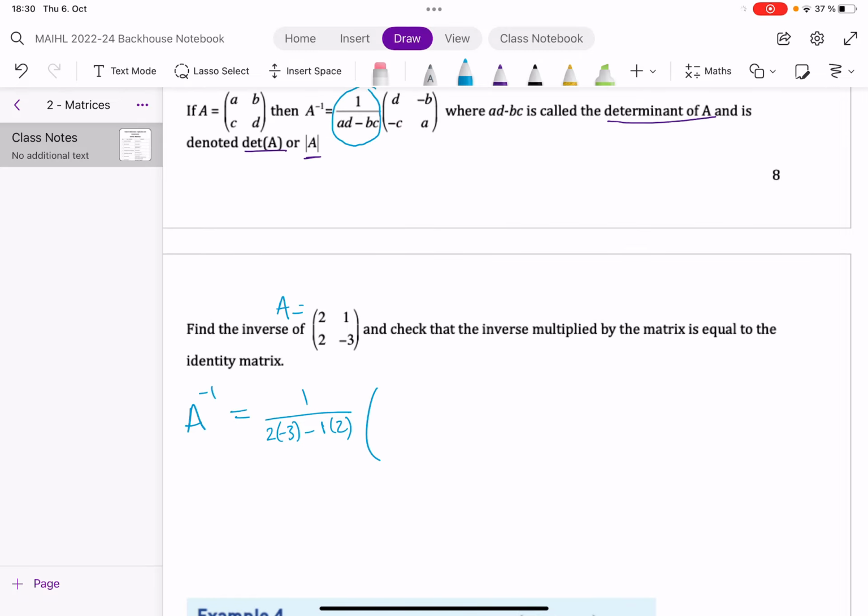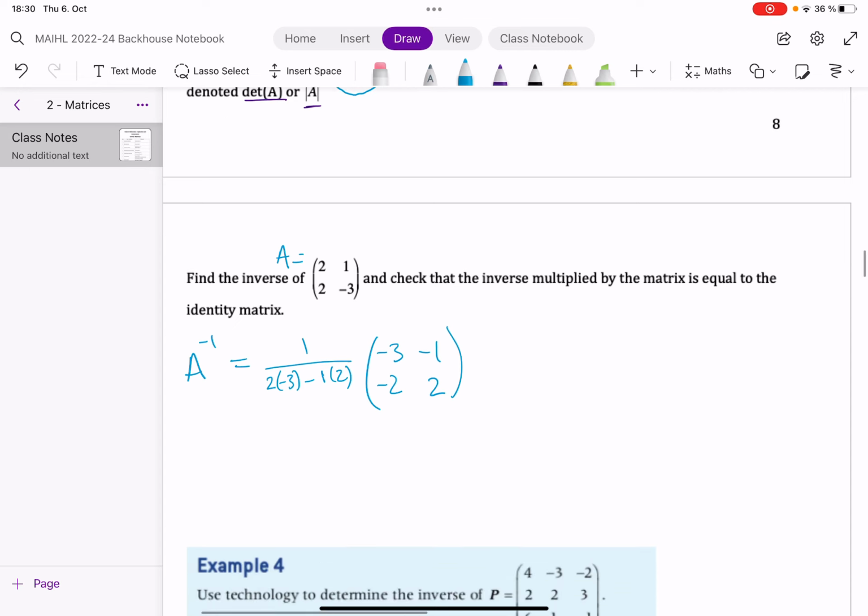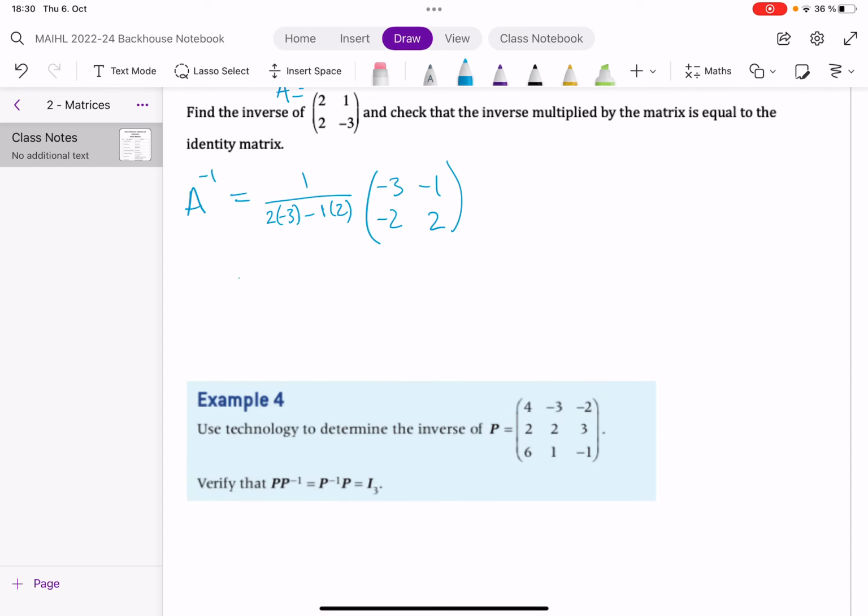And then you can see we start our matrix. We're going to switch A and D around. So the 2 and the negative 3 are going to switch positions. And then B and C, we change the sign. So 1 becomes negative 1, 2 becomes negative 2. Okay, that's that done. Let's tidy it up a little bit.